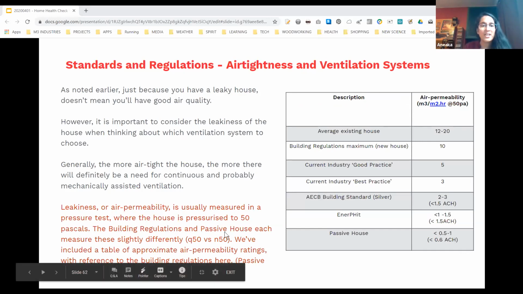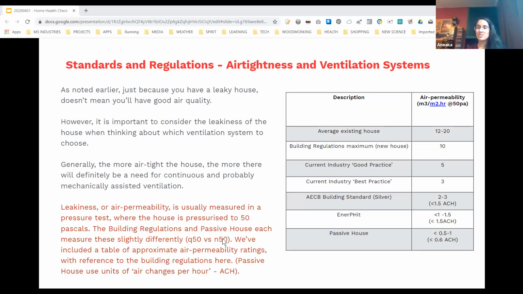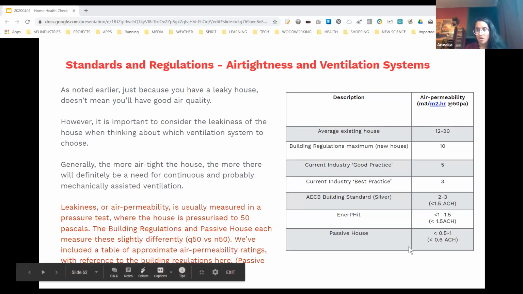So if we're thinking about our ventilation systems, the leakiness of the house actually makes a difference to what kind of system you might decide to pick. And if you've got a more airtight house, you're probably more likely to need something with continuous, mechanically assisted ventilation.